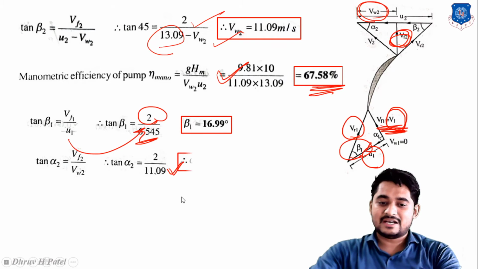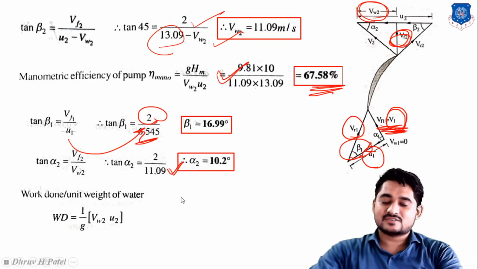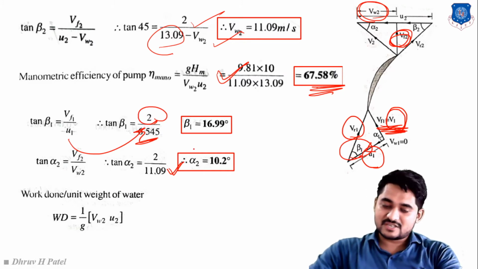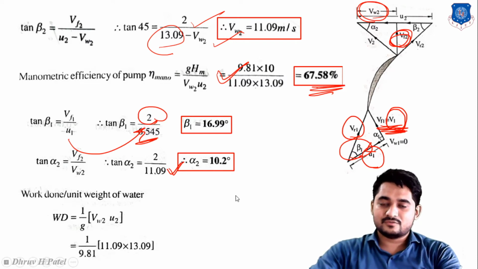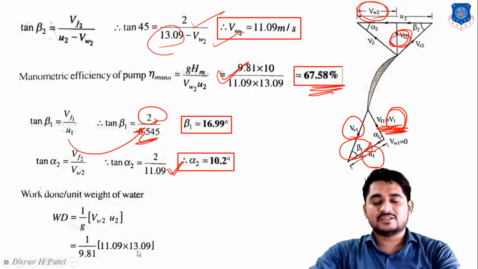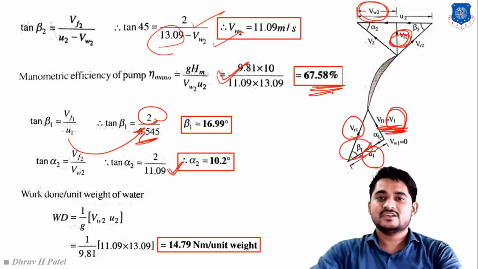So we can find alpha 2 as 10.2 degree. And at the last, for the work done per unit weight of water, that is known as Vw2 u2 divided by g. From our values, g is 9.81, Vw2 is 11.09 and u2 is 13.09. So we can solve work done per unit weight as 14.79 per unit weight. Clear, students?